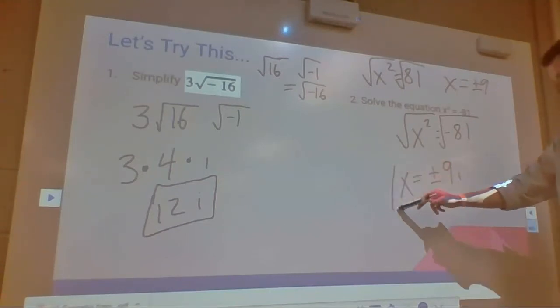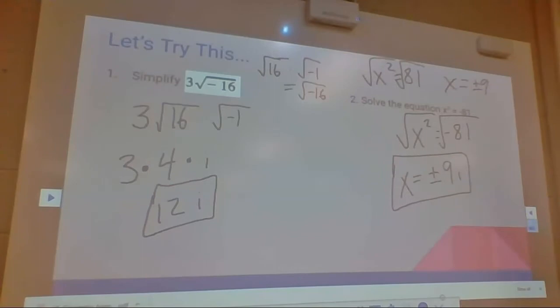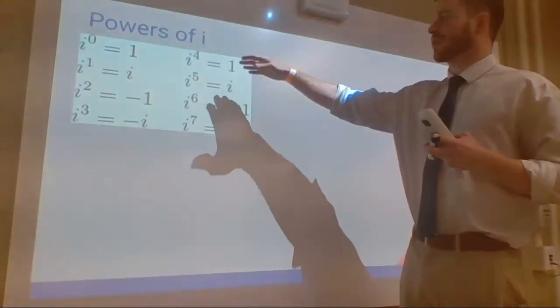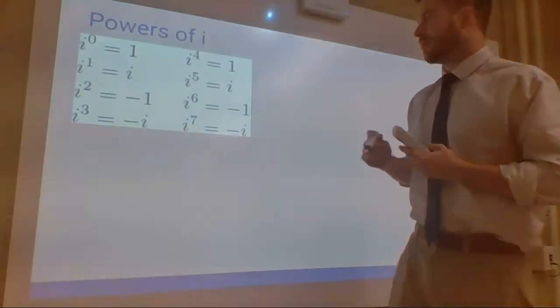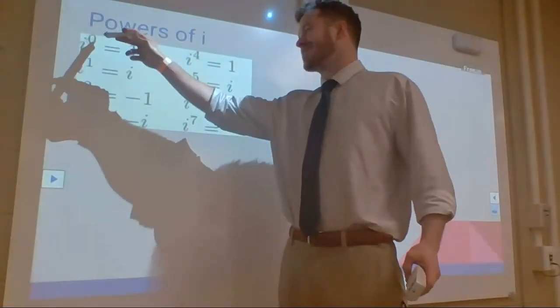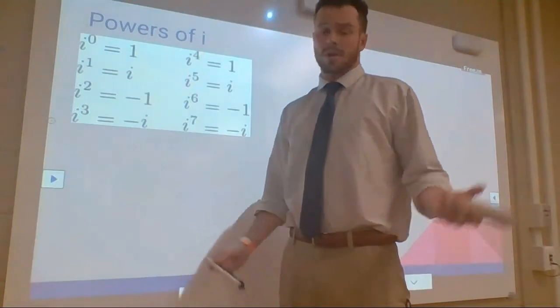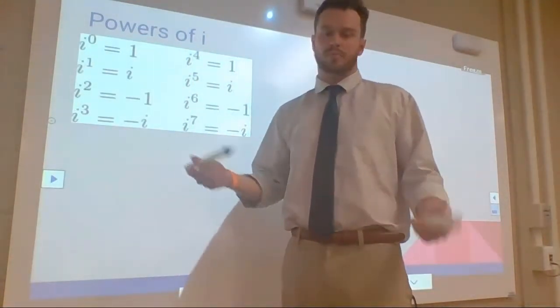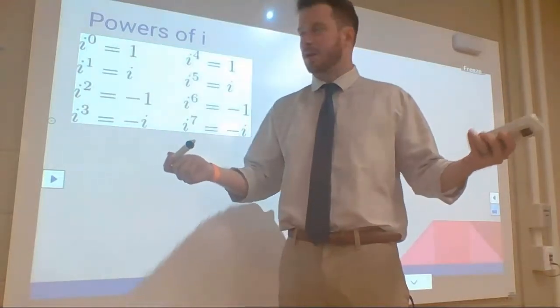And there you go. So now let's discuss the powers of i. Let's look at this chart to help us out a little bit. This says i to the 0 power equals 1. Well, that's true because anything to the 0 power equals 1. We can talk about that more in class if you'd like.